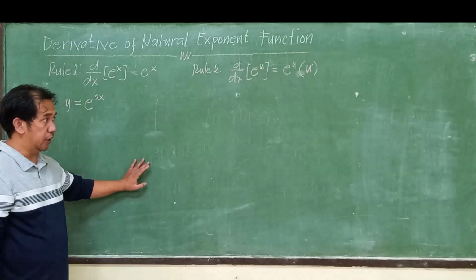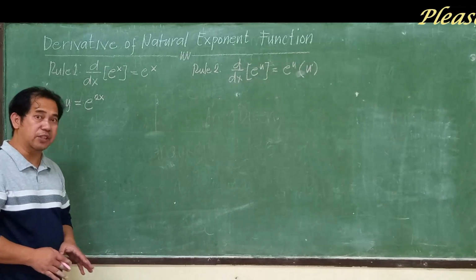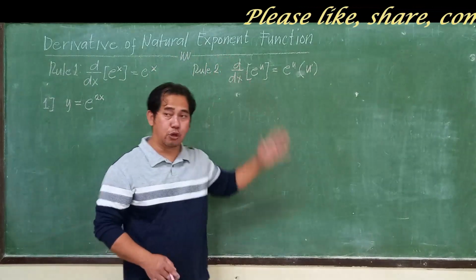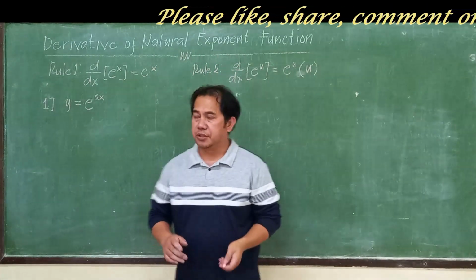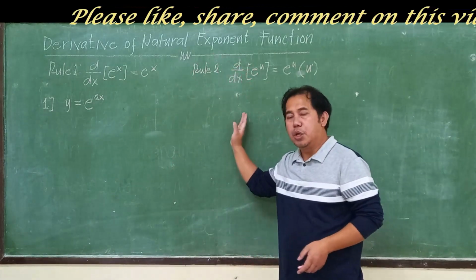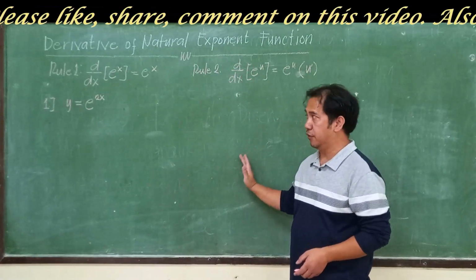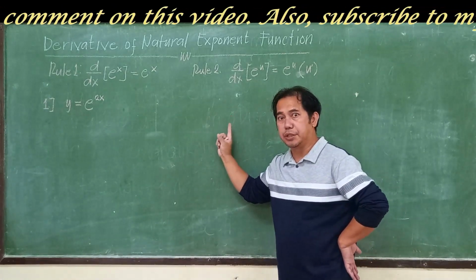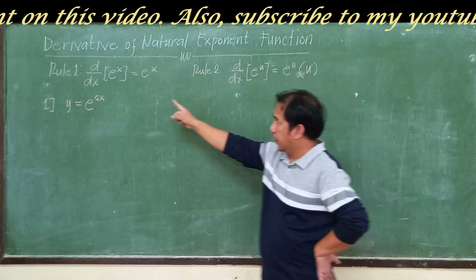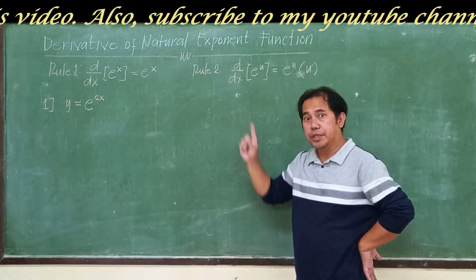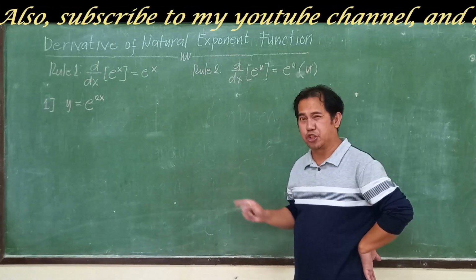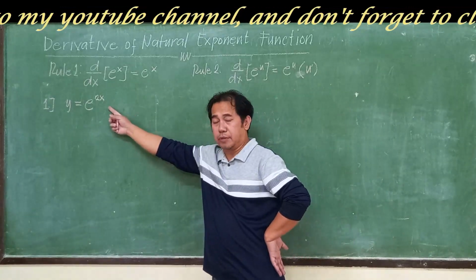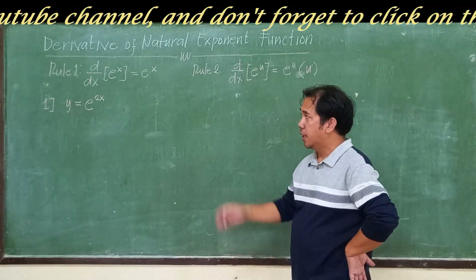Now, our topic today is the derivation, or the computation, of the derivatives of a natural exponential function. When we get the derivative of a natural exponential function, we are going to apply the rules that we have in here. You can only apply rule number 1 and rule number 2 if u is differentiable. Meaning to say, the u in here is actually the exponent of the natural number e.